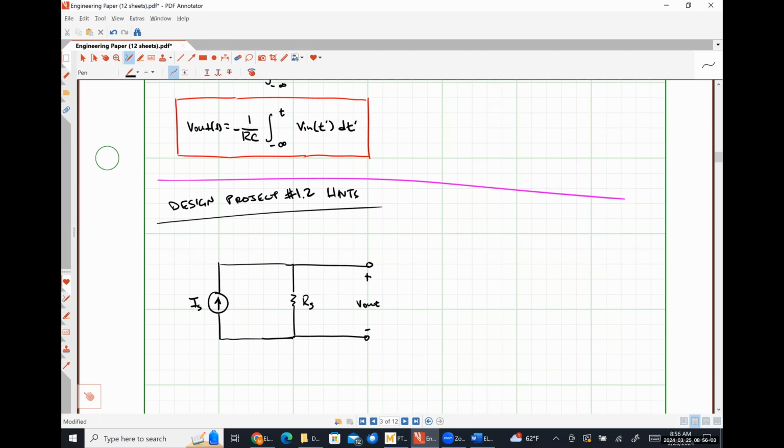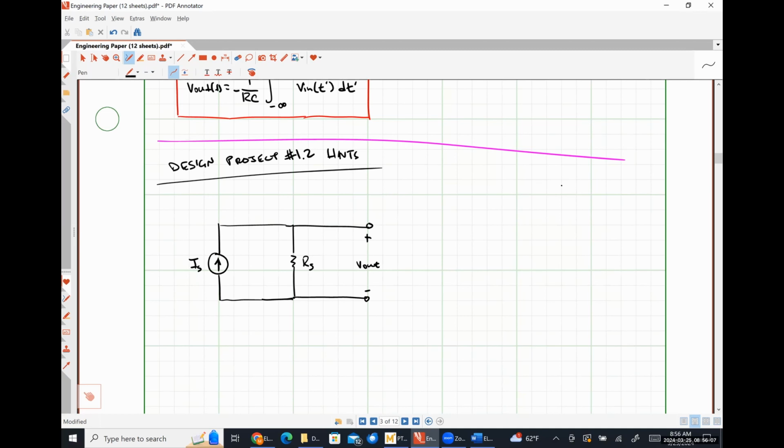All right, so let's think about some things here. On the input side, our change in current is from 20 milliamps to 4 milliamps, right? So what's that total change?